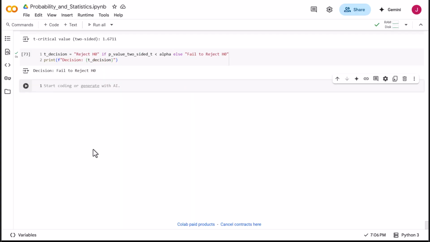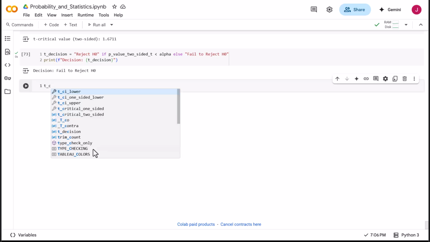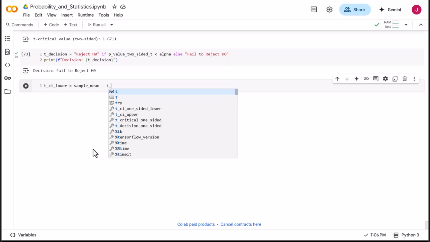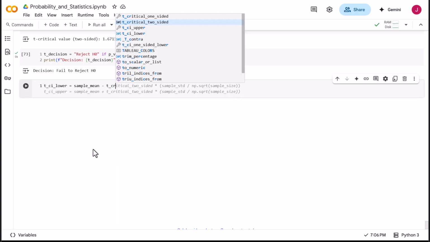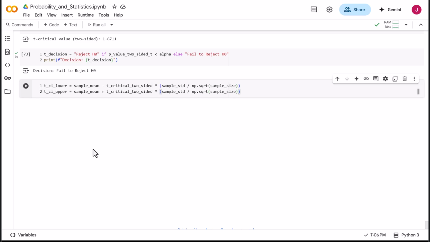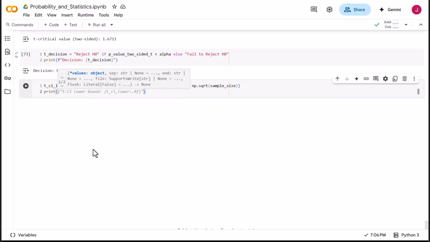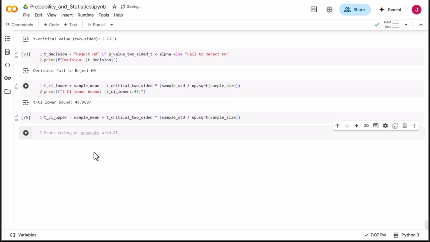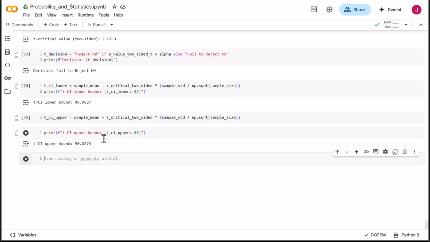Then also we can go for confidence intervals, right? So T confidence interval, lower bound is equal to sample mean, based on the equation that we have, sample mean minus t_critical value for two-sided, multiply sample standard deviation divided by square root of n, right? And we can print this one. So print C lower as 49.96, and we can do the same thing for the upper one. So this one here, sample mean minus, this time plus, right? And we can print it as 50.027.